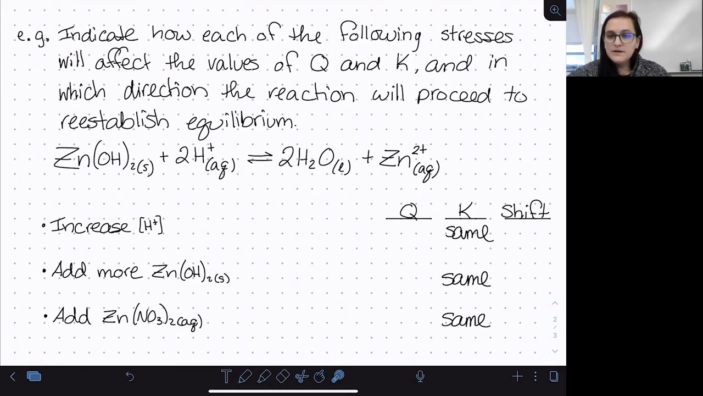So why don't you take a few minutes and try to write the equilibrium expression, determine if Q increases, decreases, or stays the same, and then what that means about how the reaction will shift, forward, reverse, or not move to get back to equilibrium.